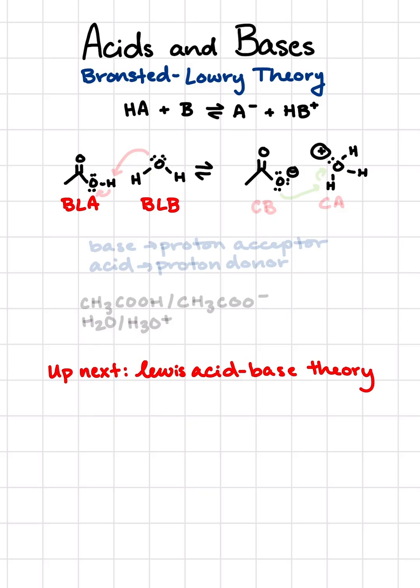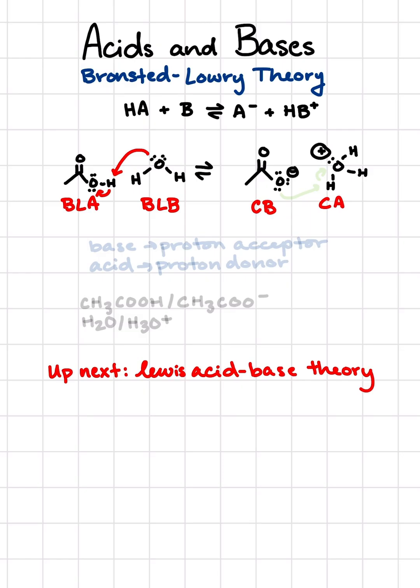and I've kind of given it away by filling in the right-hand side of the equation, our Bronsted-Lowry base, water, is going to be our proton acceptor, which means that it takes a proton from our proton donor, or our Bronsted-Lowry acid, to give us our conjugate base and our conjugate acid.